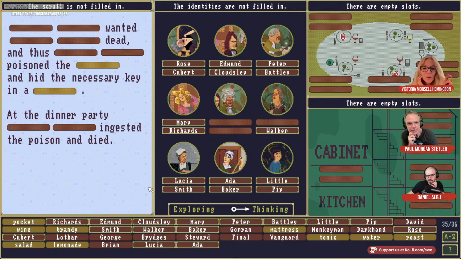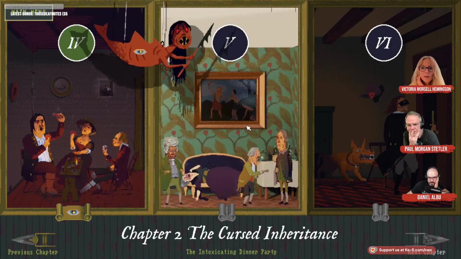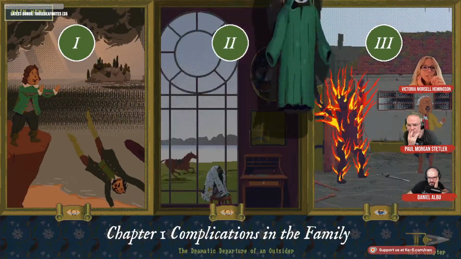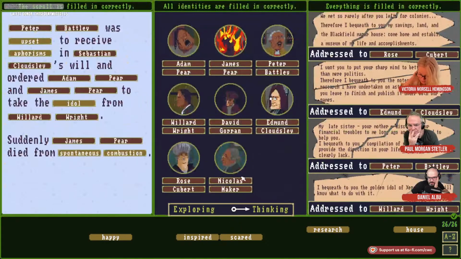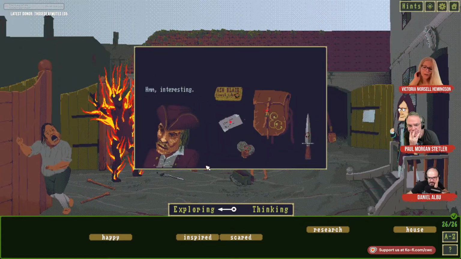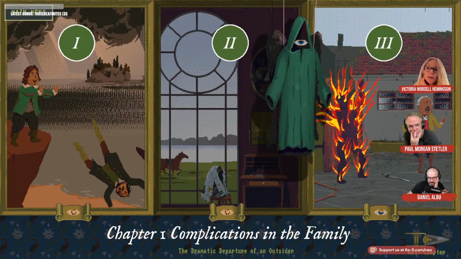Is it George Walker? David Gorman... who's David Gorman? I don't think David Gorman is in this, is he? David Gorman is this guy, the dagger guy. There, that's the dagger guy, because he was asked to clean the barn.